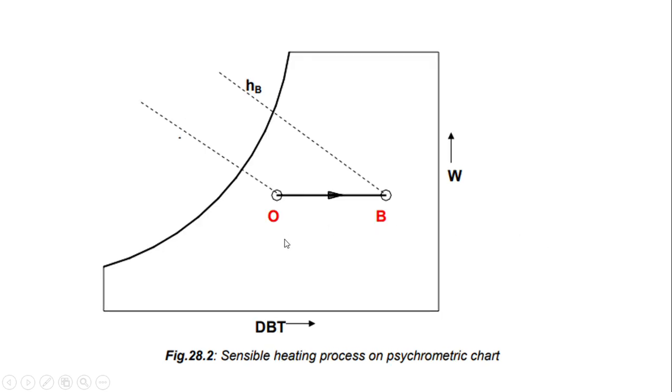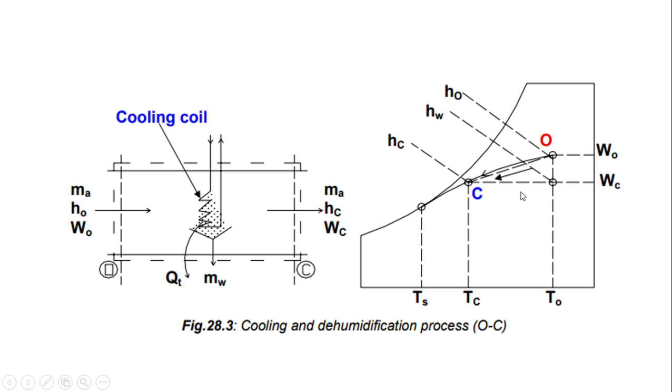So next one is the sensible heating process. The same thing, when we keep a heating coil inside while passing the air, the enthalpy of the air will be increased from HO to HB. This type of process we call a sensible heating process.